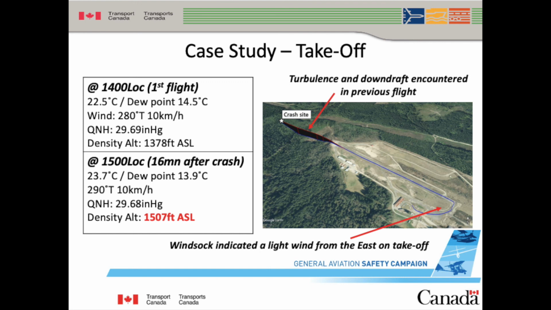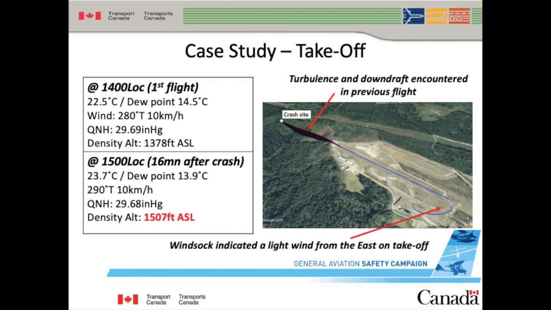These 2 METARs were taken within about an hour of the flight. On the first flight, the temperature was a little lower than the second flight, at 22.5 degrees Celsius. Second flight, it was 23.7. The winds had shifted a little bit, but of interest, there was an observation that the windsock on the east side of the airport actually started to show a tailwind, and it was starting to gust. The density altitude was calculated at about 1,378 feet for the first flight. And then on the second flight, the accident flight, it had increased to 1,507 based on the temperature.